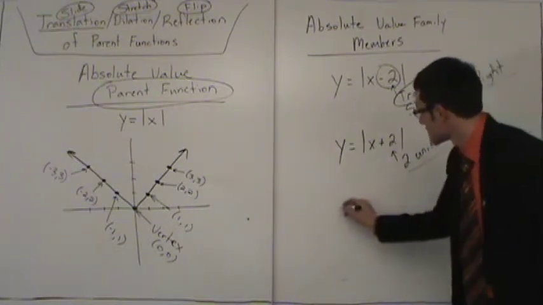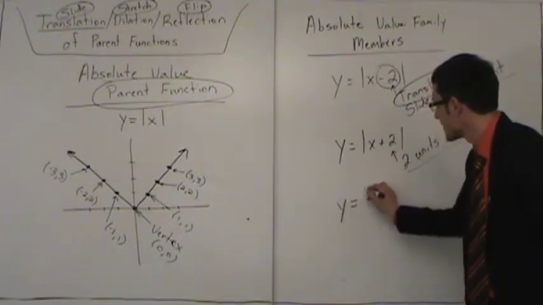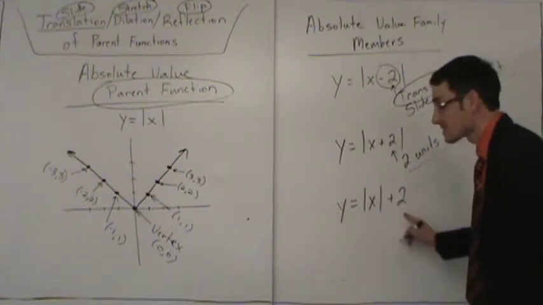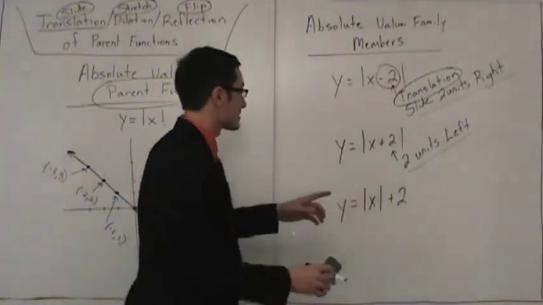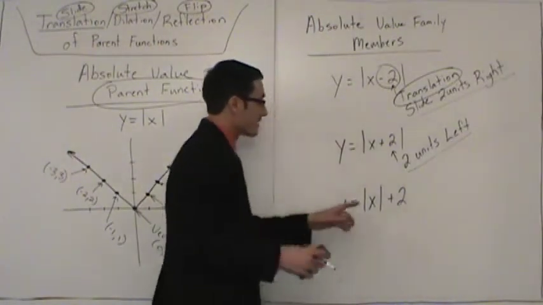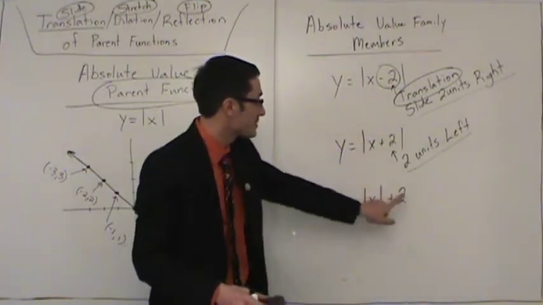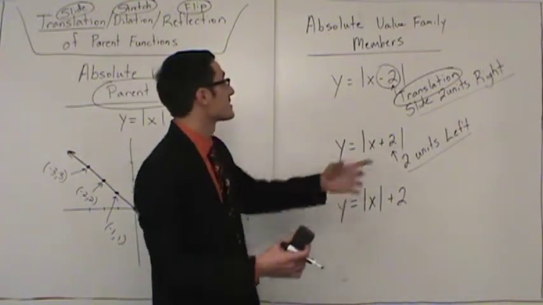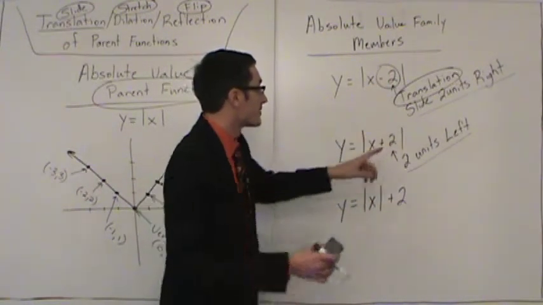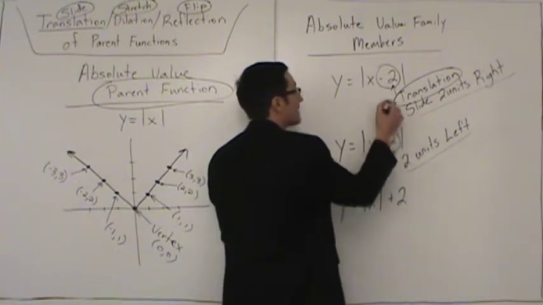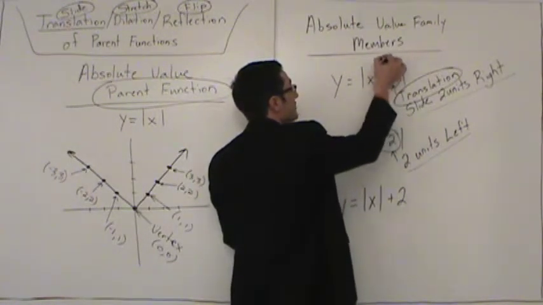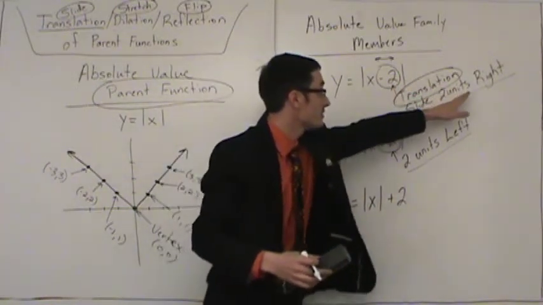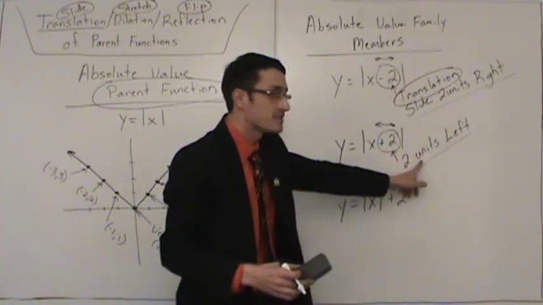Now, let's look at this. y equals the absolute value of x with 2 being added outside. So notice the difference. Here 2 is being added inside. Here 2 is being added outside the absolute value. I always tell students this: do the opposite of what's inside. When something is being added inside, this results in a translation left and right, and we do the opposite. So minus 2 means right 2 units, and plus 2 means left 2 units.